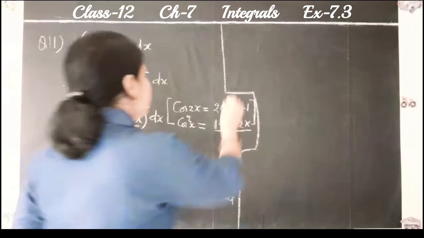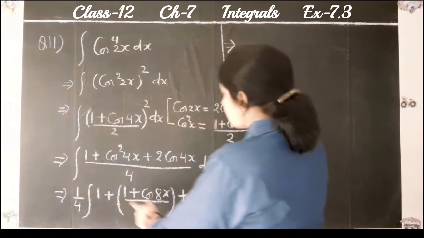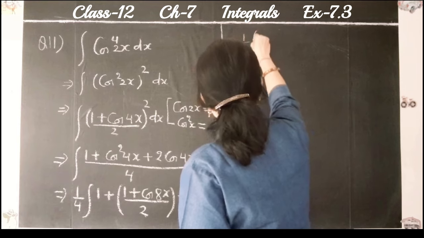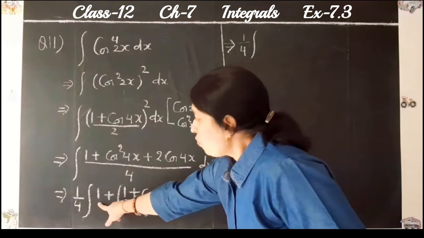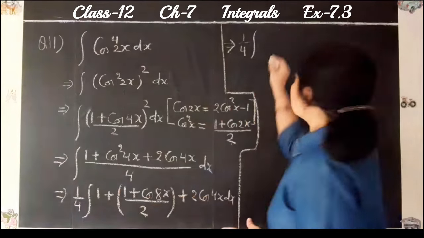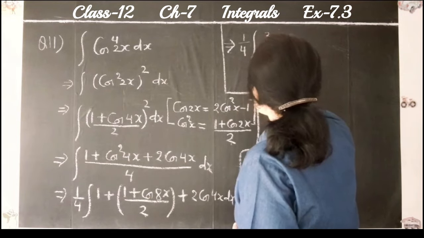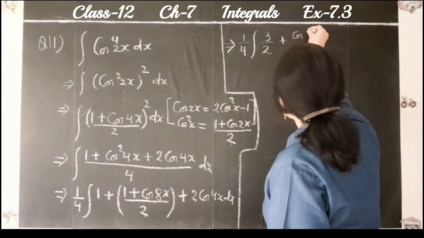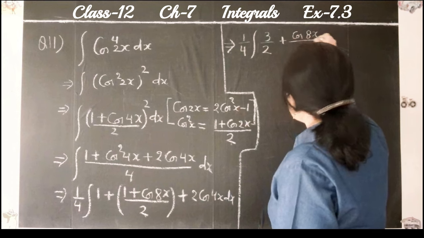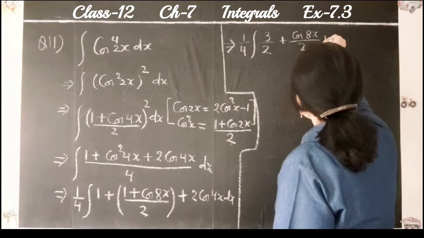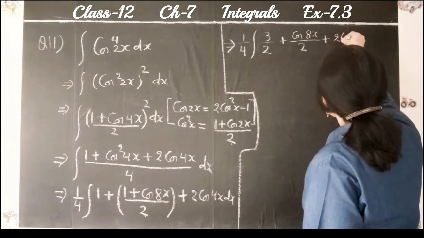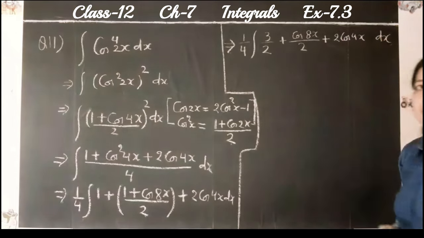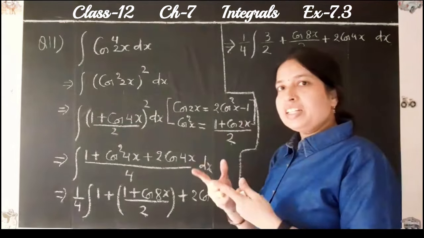Now we can write our integral. Write 1 by 4 as it is. Then write the integral. Here 1 plus 1 by 2 will be 3 by 2. So write here 3 by 2 plus cos 8x divided by 2 plus 2 cos 4x, dx. Now these are in standard form, so we can easily integrate.